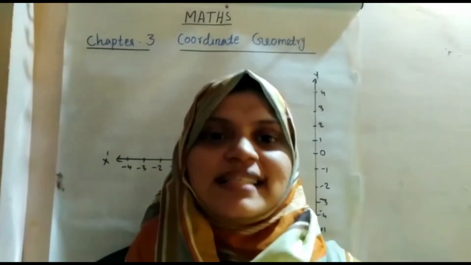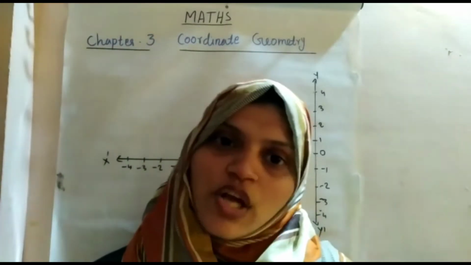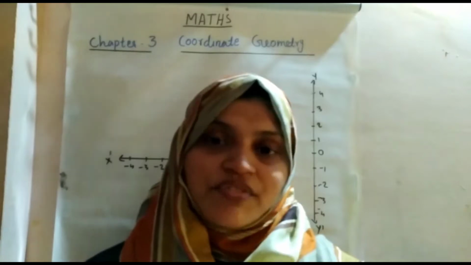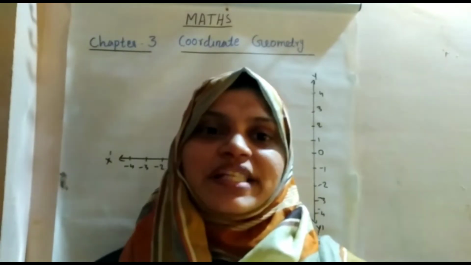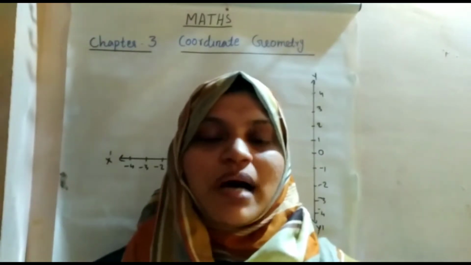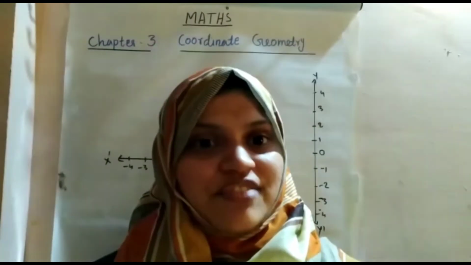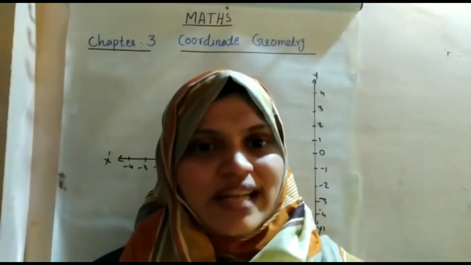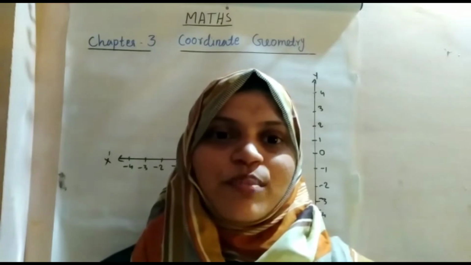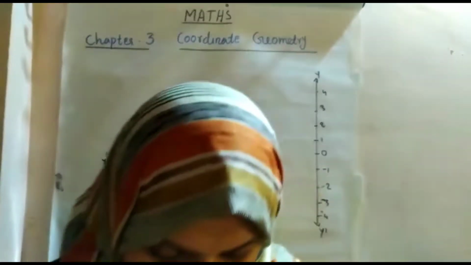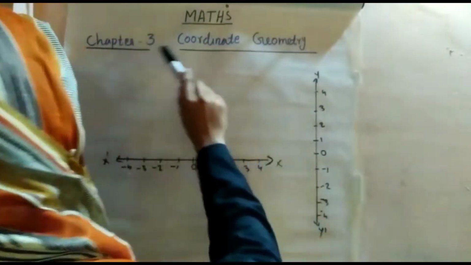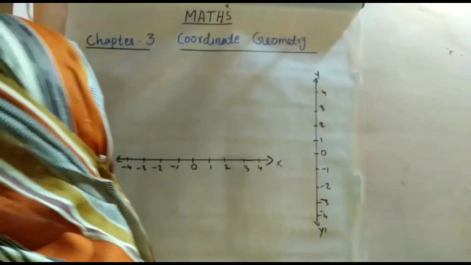Today we are going to discuss our third chapter, that is coordinate geometry. It's a very easy chapter. You can expect 5 to 6 marks questions from this chapter. It is very easy. Okay, so let's start: what is coordinate geometry, etc. Chapter 3, coordinate geometry.